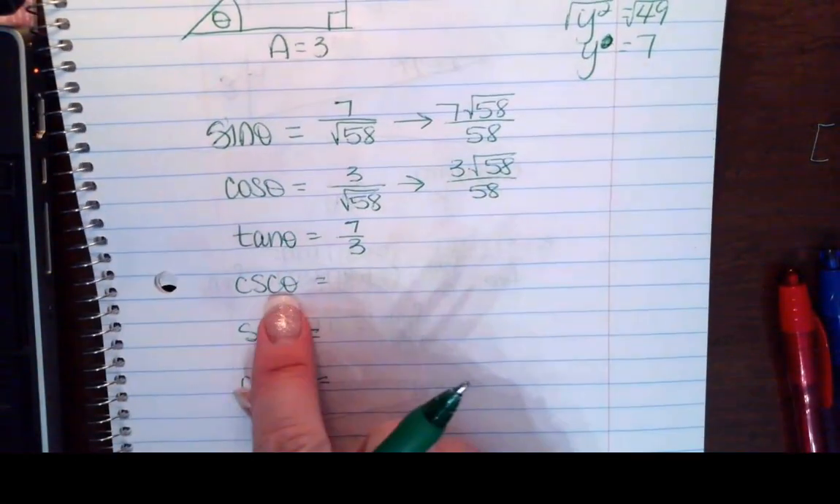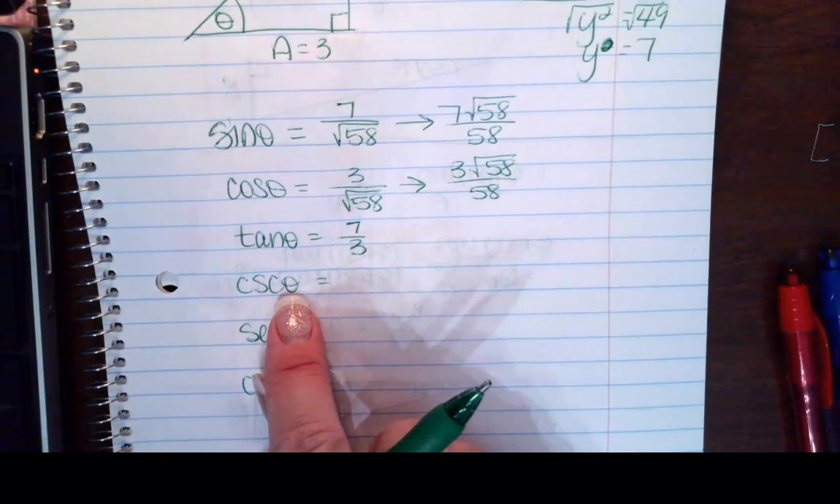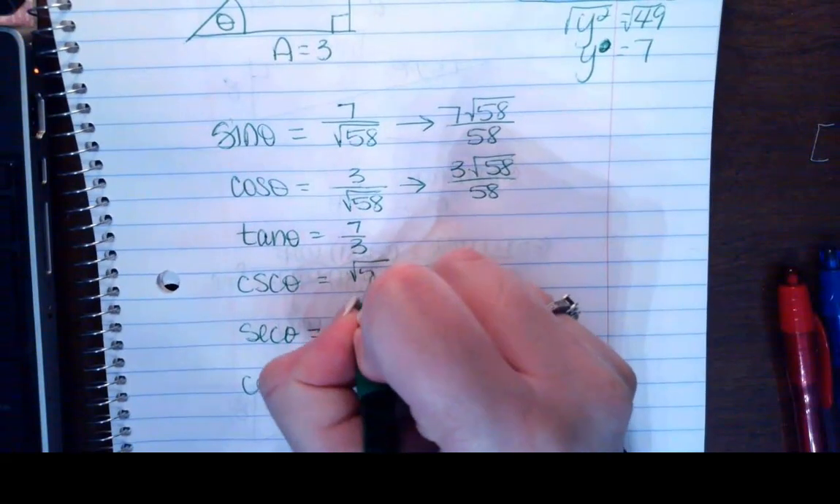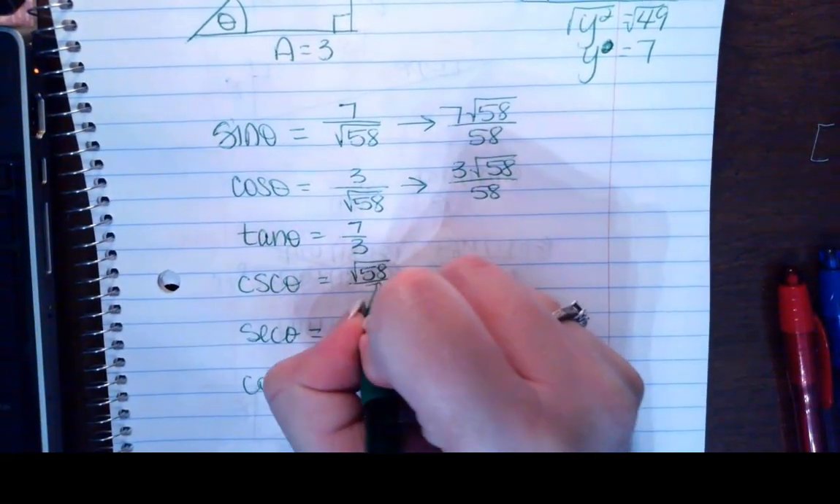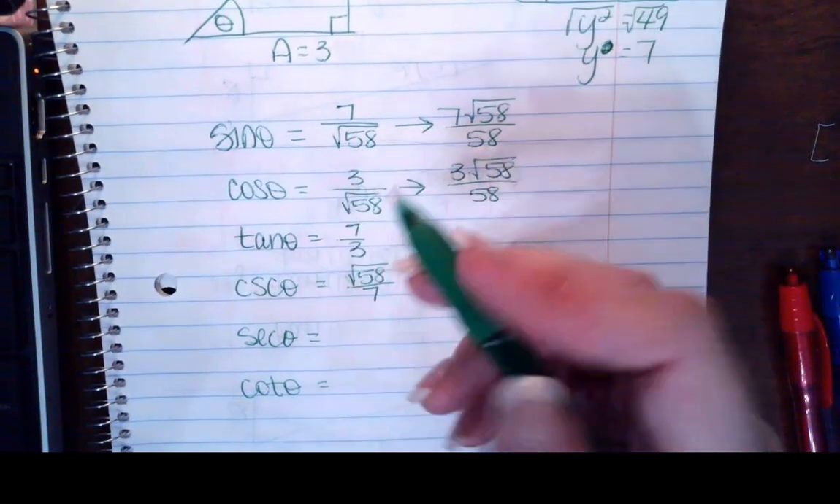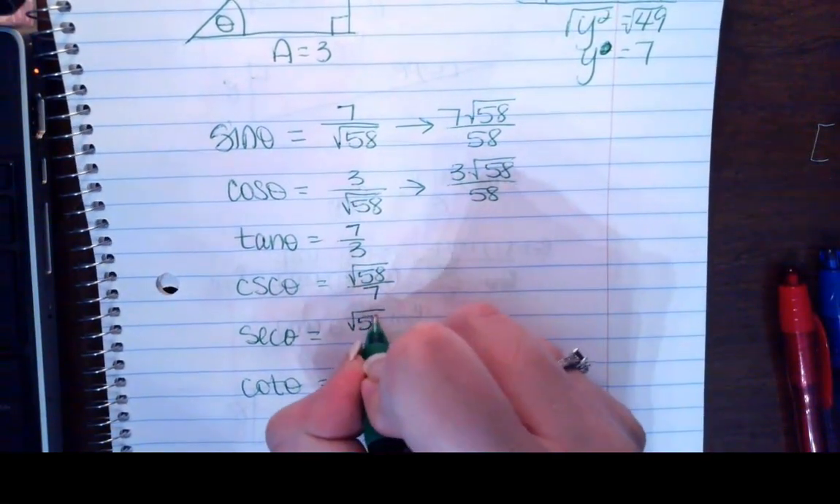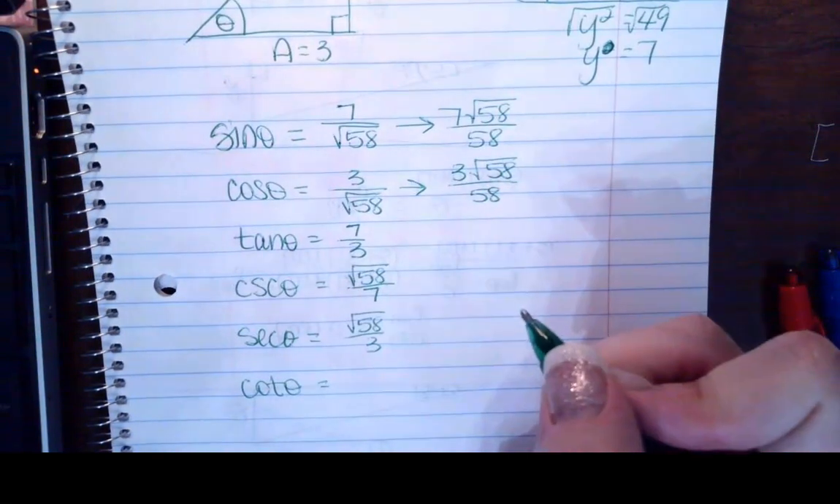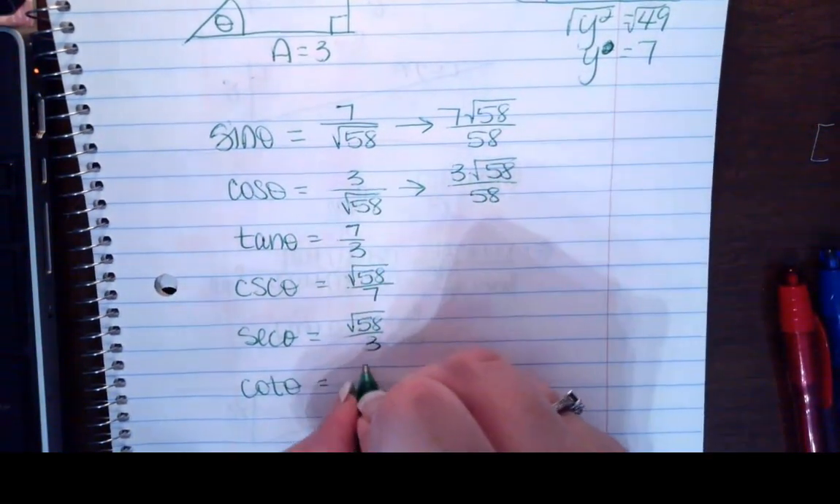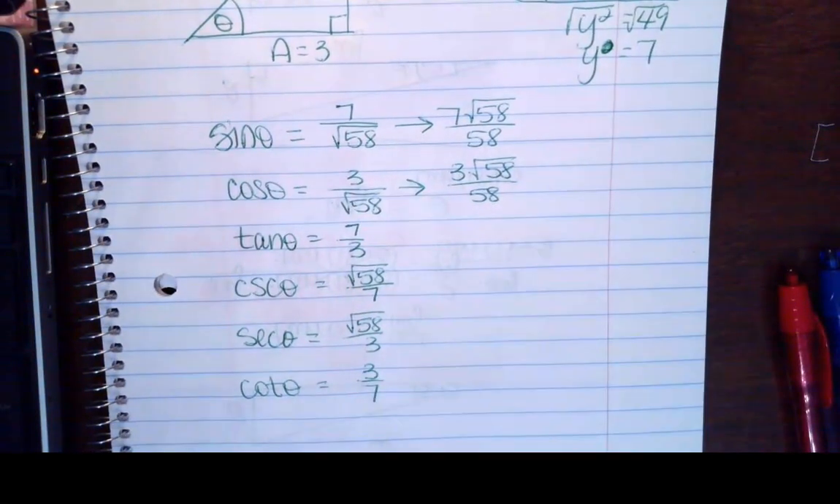So what do we have? Cosecant is the reciprocal of sine. So I get root 58 over 7. Secant is the reciprocal of cosine. So I get root 58 over 3. Cotangent is the reciprocal of tangent. So I get 3/7.